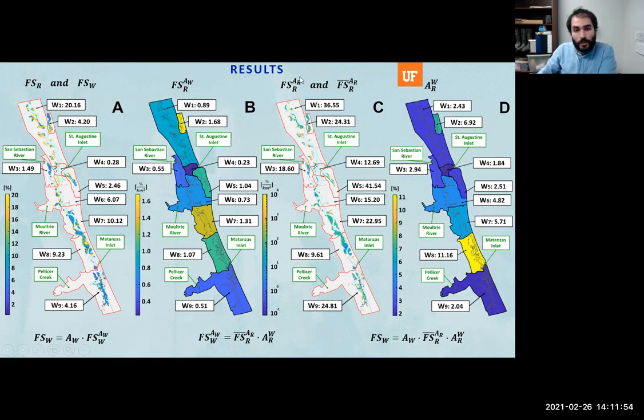Another thing we did was the same for the reefs. So we simply took the filtration services at the reef scale, we divided by the area of the reefs, and we got these values here.